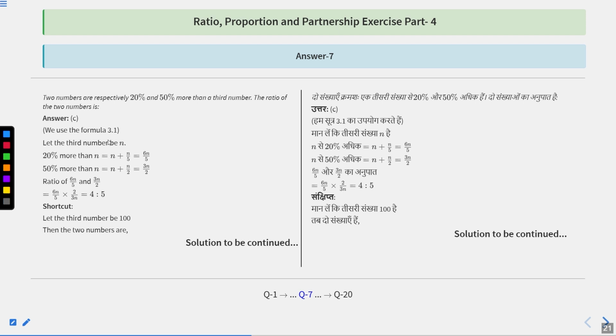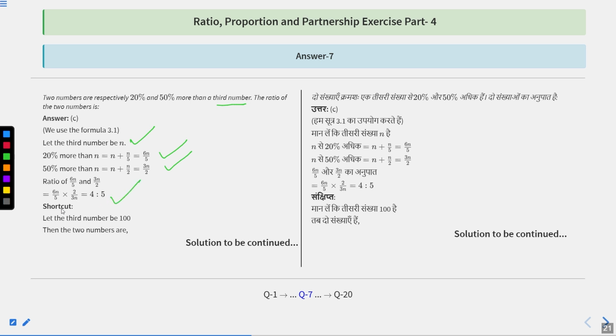We use the formula 3.1. Let the third number be n. The question says a number is respectively 20% and 50% more than the third number. So if the third number is n, then the first number will be 20% more than n. So how can we write it? n plus n upon 5, which is 6n upon 5. The second number will be 50% more than n. So we can write it as n plus n by 2, which is 3n by 2. So the ratio of 6n upon 5 and 3n upon 2, we can write it as 6n upon 5 multiplied by 2 upon 3n, which is 4 by 5.